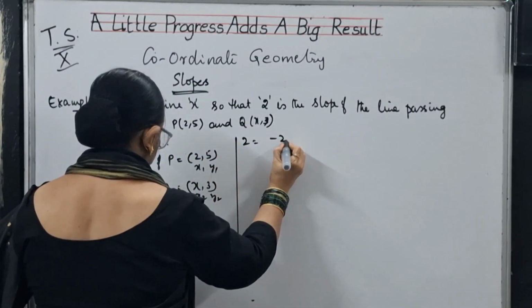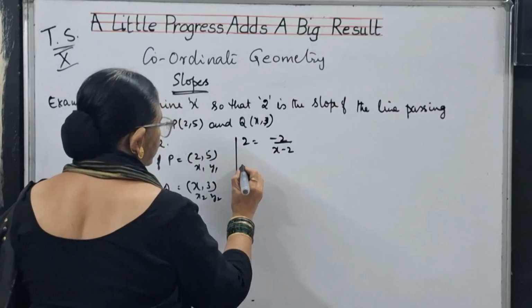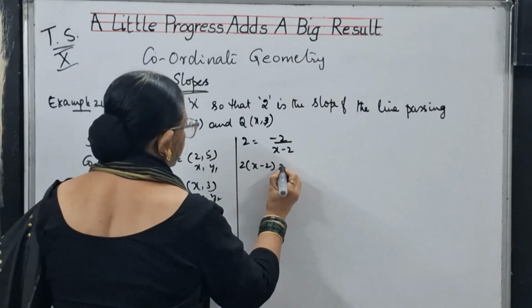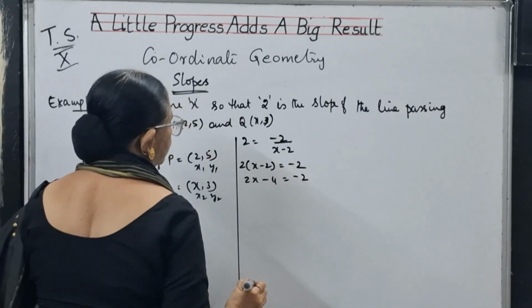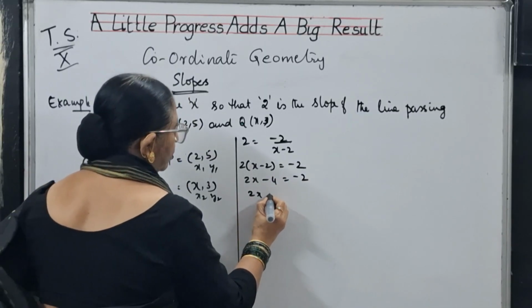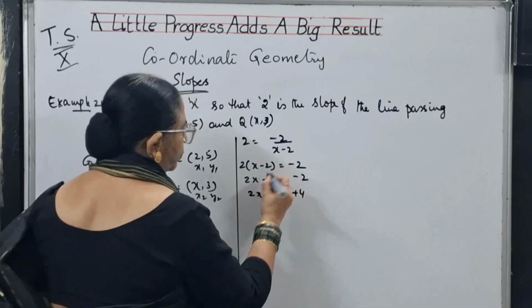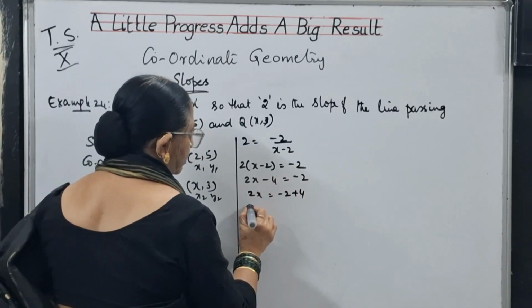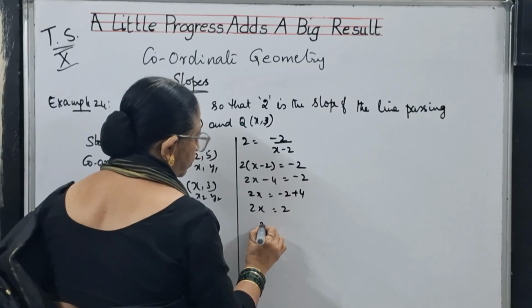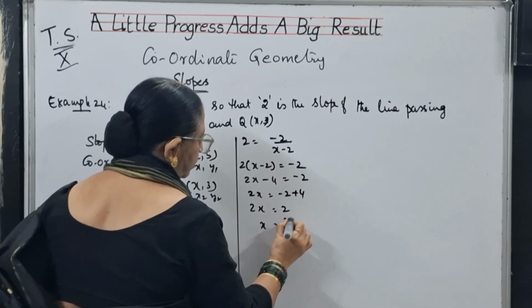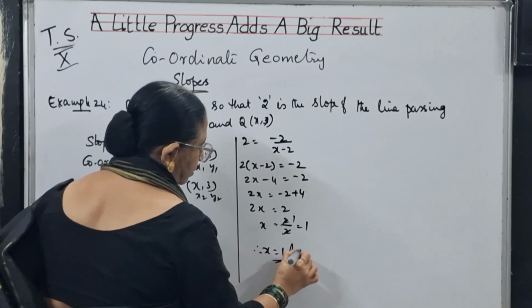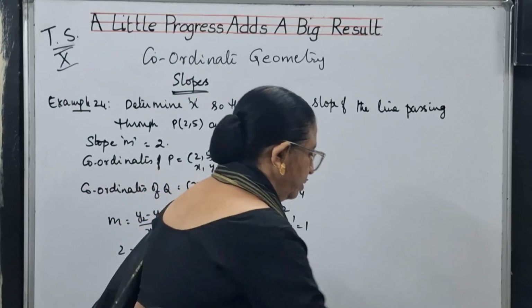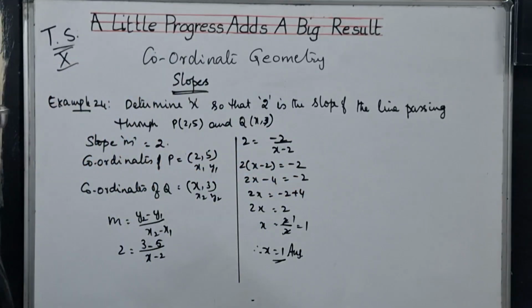2 is equal to minus 2 by x minus 2. So 2 into x minus 2 is equal to minus 2. 2x minus 4 is equal to minus 2. So what is the 2x? 2x is equal to minus 2 plus 4, I sent minus 4 that side. 2x is equal to 2. x is equal to 2 by 2, that is 1. Therefore, x value is 1. This is the answer for this problem, children. Please note it down. This is example 24.